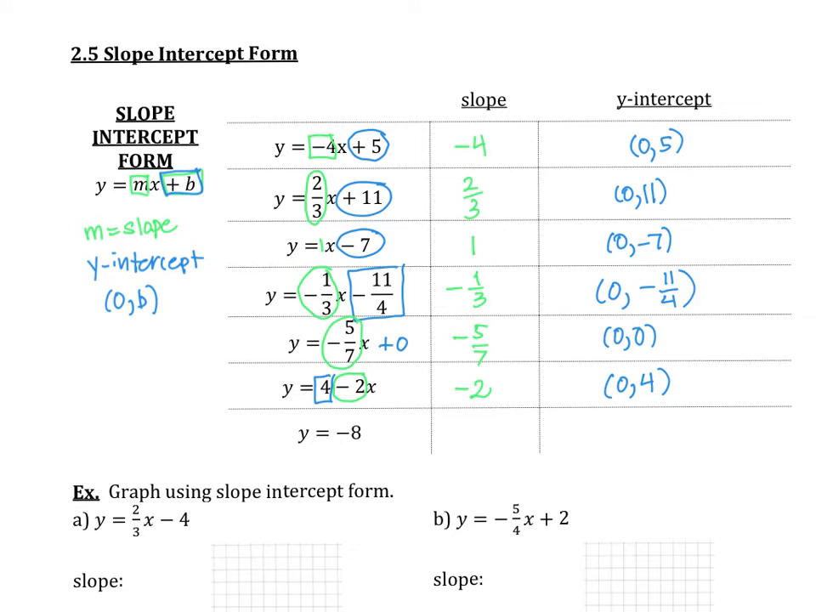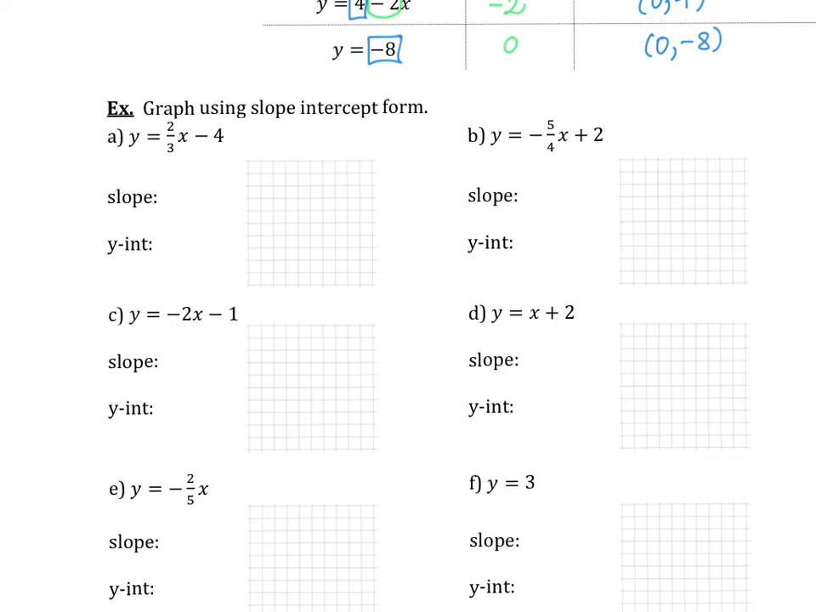The last one, y equals -8. Let's see what number's with the x. Well, there's no x at all. If there's no x, then the slope is 0. The number without the x is -8. So the y-intercept would be 0, comma, -8.